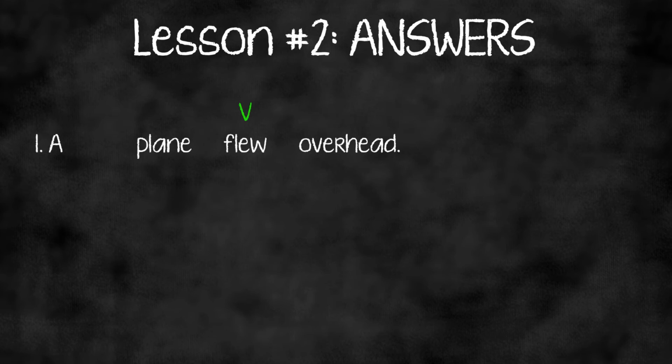Flew is the action, it is the verb. Who or what flew? The plane is the subject. Any information about plane? A plane, not the plane, a plane. So it becomes a modifier of the subject. Do we have any modifiers of the verb flew? Of course. Overhead is where it flew. It gives us information about flew, about where it flew. It is a modifier of the verb.